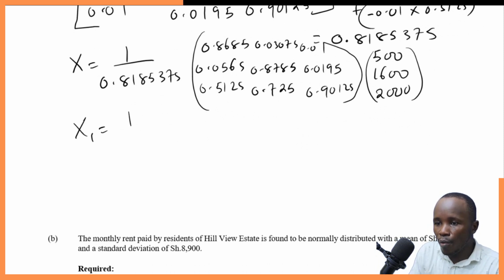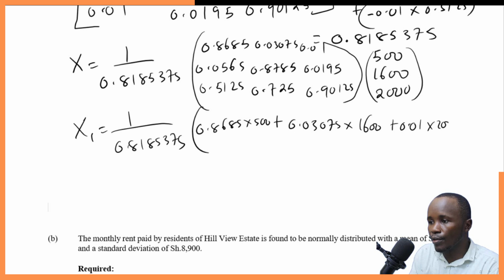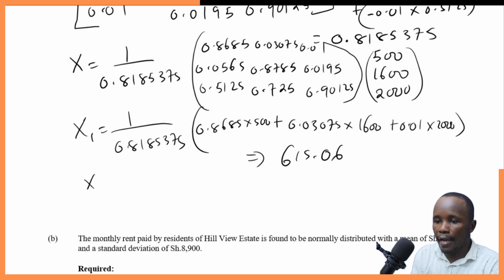X1 will be 1 over the determinant, 1,85375, times 0.8685 times 500 plus 0.03075 times 1600 plus 0.01 times 2000. When you do it here, you get X1 as 615.06.